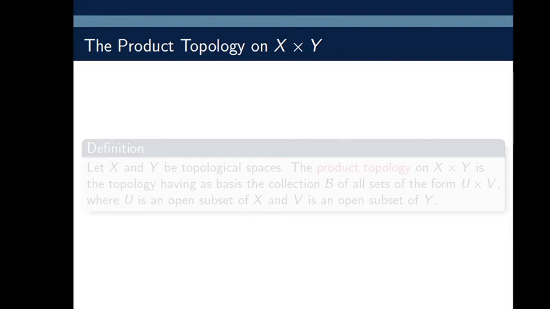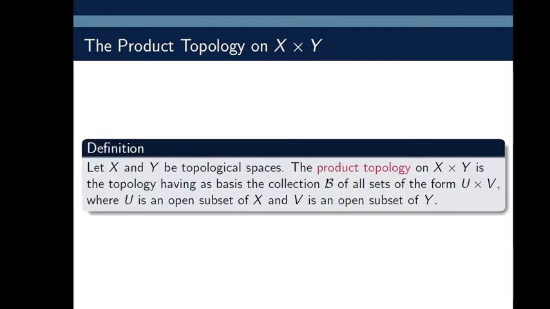So let's have the definition. Let X and Y be topological spaces. The product topology on the Cartesian product of X and Y, that is X times Y, is the topology having as basis the collection script B of all sets of the form U times V, where U is an open subset of X and V is an open subset of Y.